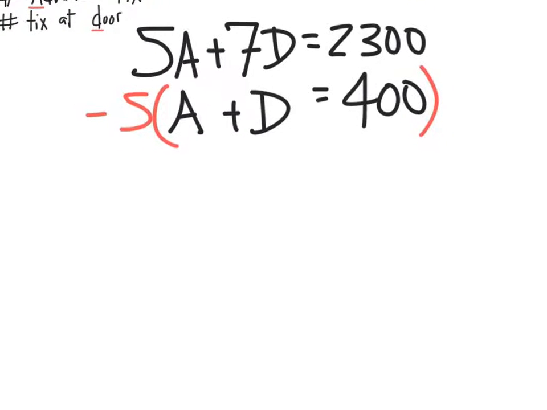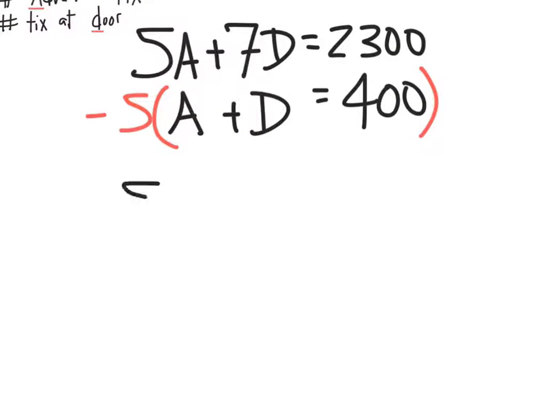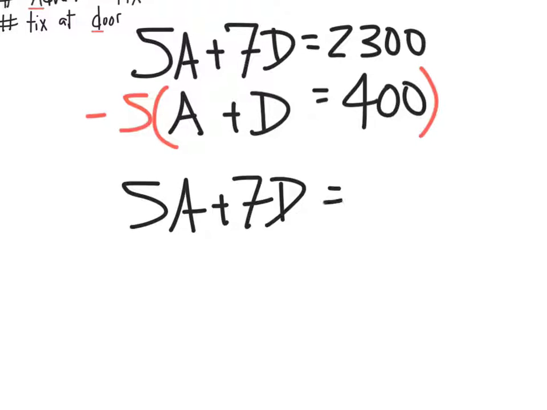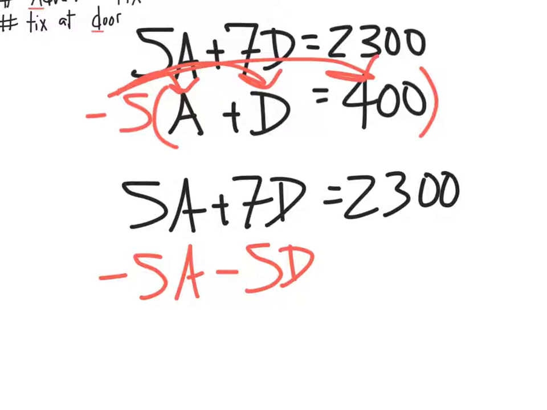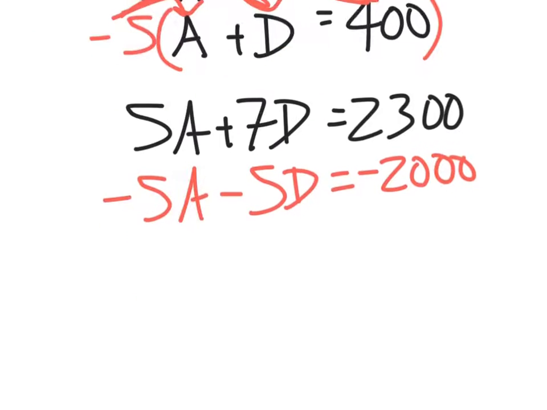And now I'm going to rewrite the top one real quick, and I can see that it's 5A plus 7D equals 2,300. And now let's distribute. So it's going to be -5 times A is going to give us -5A. -5 times D is going to give us -5D. And then -5 times 400 is going to give us -2,000.